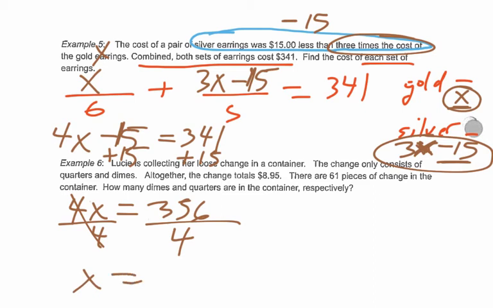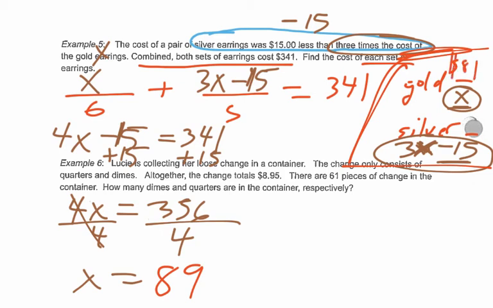X is 89. Remember, we have to find the cost of each one. This is why this labeling is so helpful. We use X to represent the gold. So if the gold is X, that means the gold costs $89. Now maybe this is cheaper gold, like 24 karat or not the good gold. So it's $89. Now we take this amount and plug it right in there.